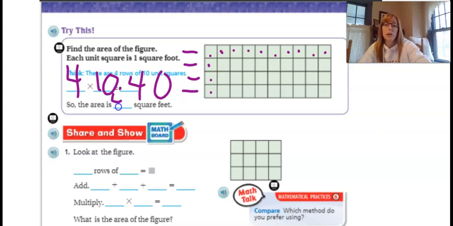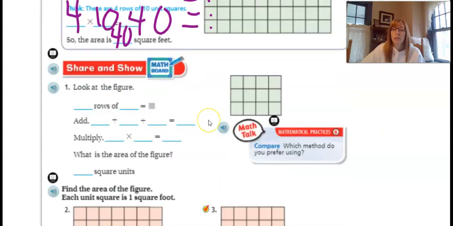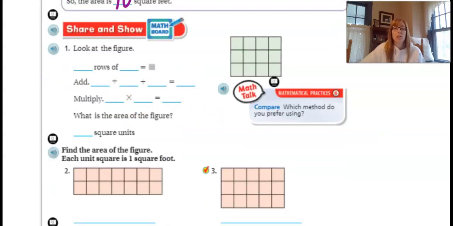So the area is 40 square feet because we are covering this area with a rug. And how many square feet is it? It is 40. Okay, so we're going to do the share and the show, and I think we're going to do the share and the show at the end, okay? So let's just keep going.